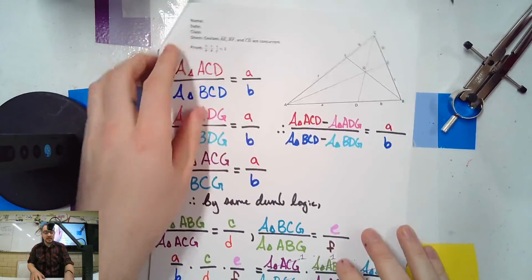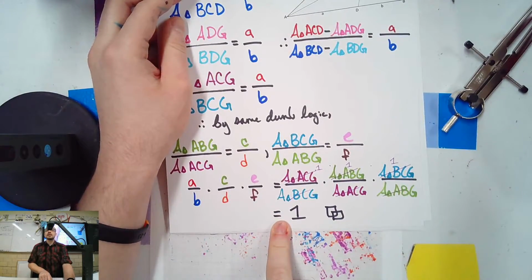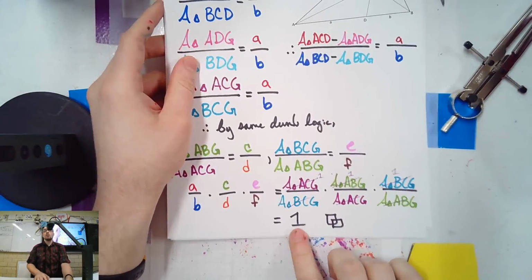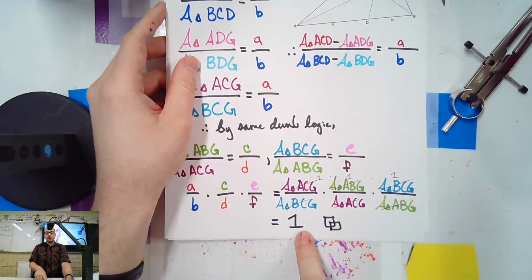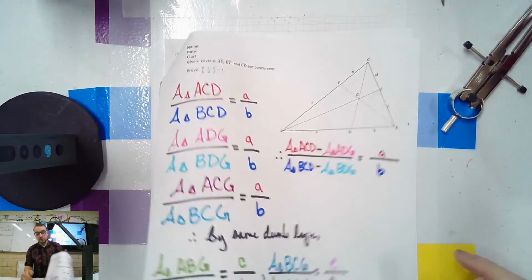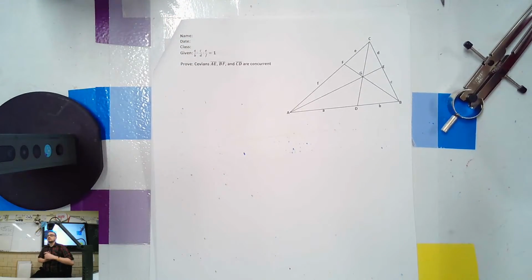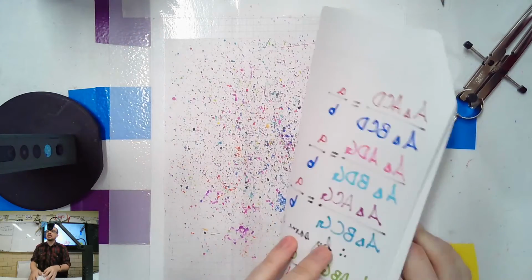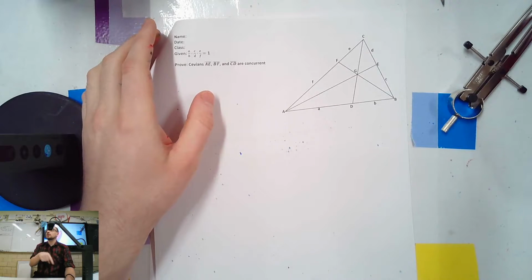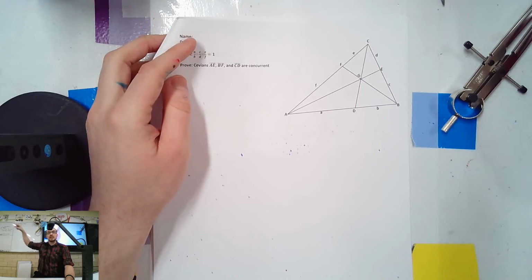Now, this says that if they're concurrent, then this should be true. The question is, is the reverse true, the converse? If we know that this is true, if we get 1 when we multiply the sides all together, will that mean that it's concurrent? And the answer is yes, we're going to prove that. Before we get into that, this is Ceva's theorem. That's what we just proved. It says all the things in proportion multiplied together equals 1.